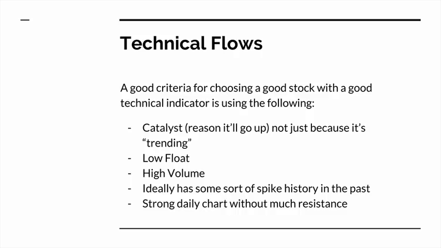I always look at the charts. I look for trends. I look for what's the resistance point, the support, and I like to look for something that has spiked at least 2 times before in its past. That allows me to kind of look at when was the last spike and when the next one will come, right? The last thing I look for is a strong daily chart that doesn't have too much resistance.